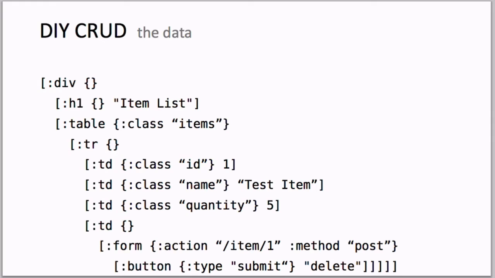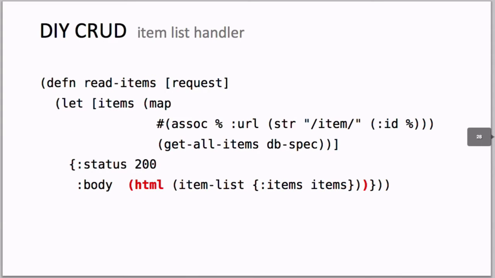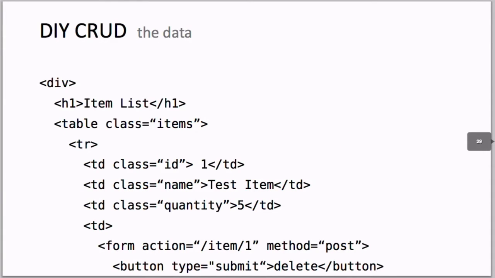So it has duplicated tr for all of my data, and it has filled in these. I'll show you that in more detail in a moment. And then HTML is just a hiccup function to turn hiccup into HTML. And that looks like that.